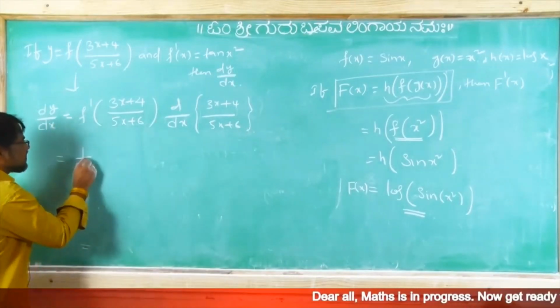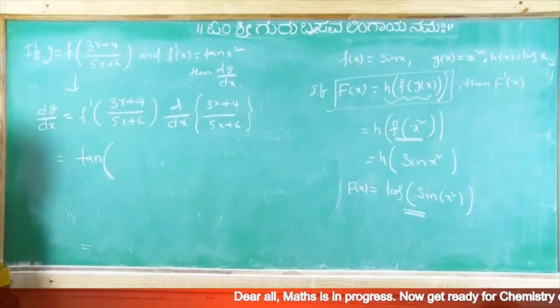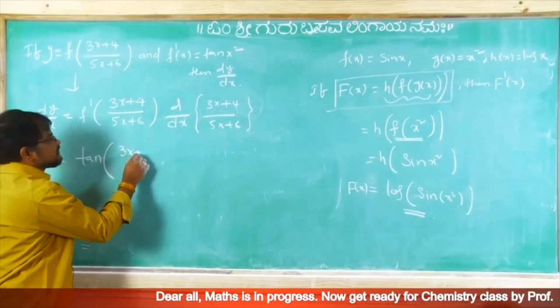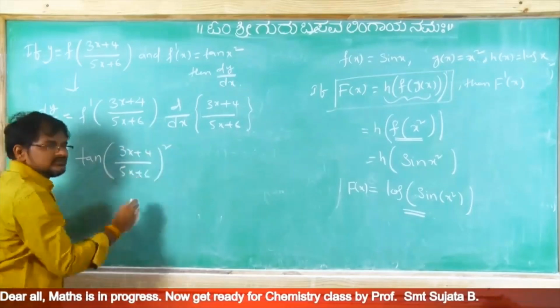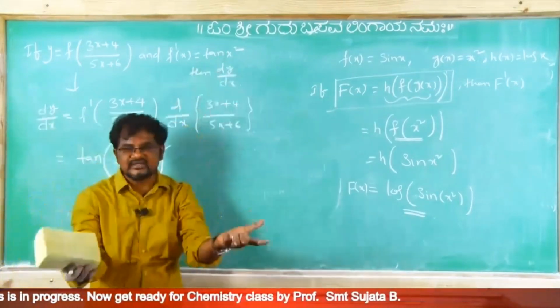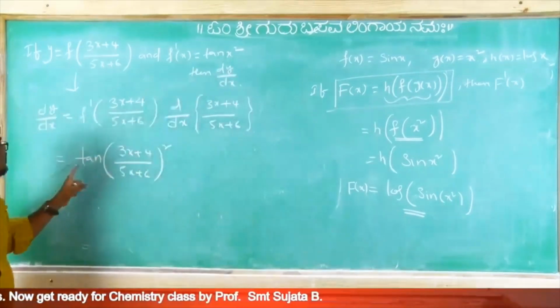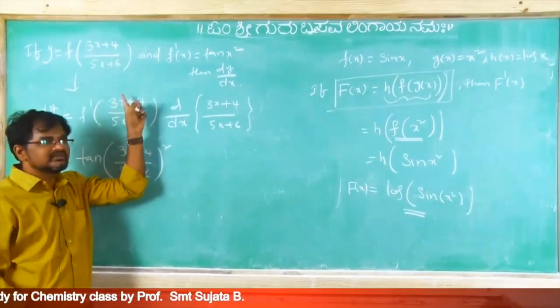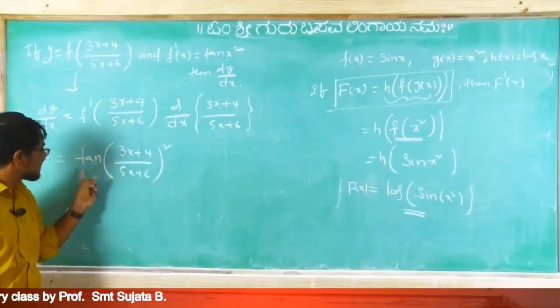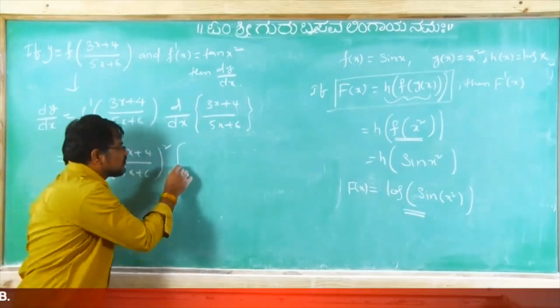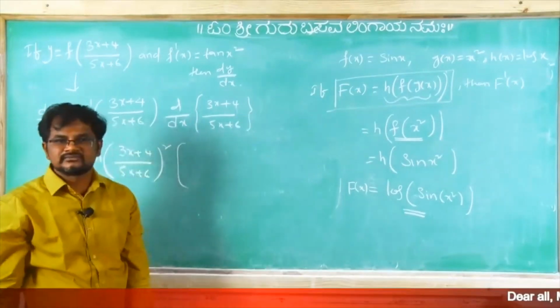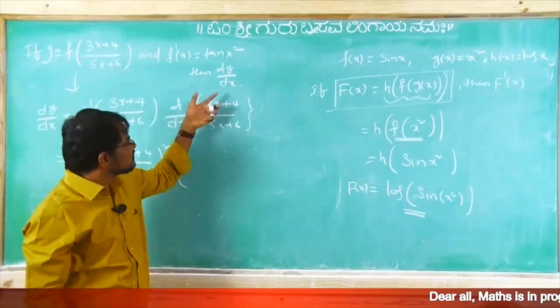So this function becomes what? Tan of 3x plus 4 by 5x plus 6, whole square. For the angle only, square is there. So replace x by 3x plus 4 by 5x plus 6. Tan of 3x plus 4 by 5x plus 6 whole square. Now we have to do the differentiation of this one. Okay, no?